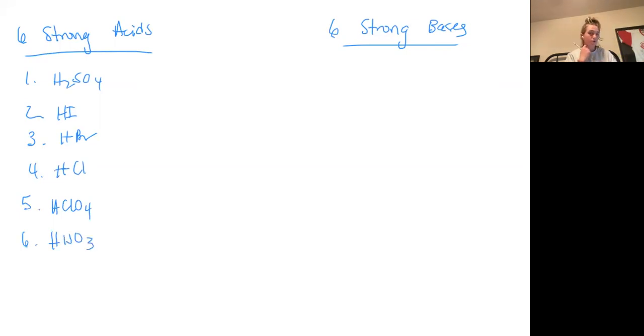Okay, good. So those are going to be your 6 strong acids. They're in the chat, if my handwriting is horrible as well. We have H2SO4, HI, HBr, HCl, HClO4, and HNO3. We have to remember that HCl, HBr, and HI are all in that group 17 row, except for hydrogen fluoride. That is not a strong acid. That is a weak acid. So those are the 6 you need to know.